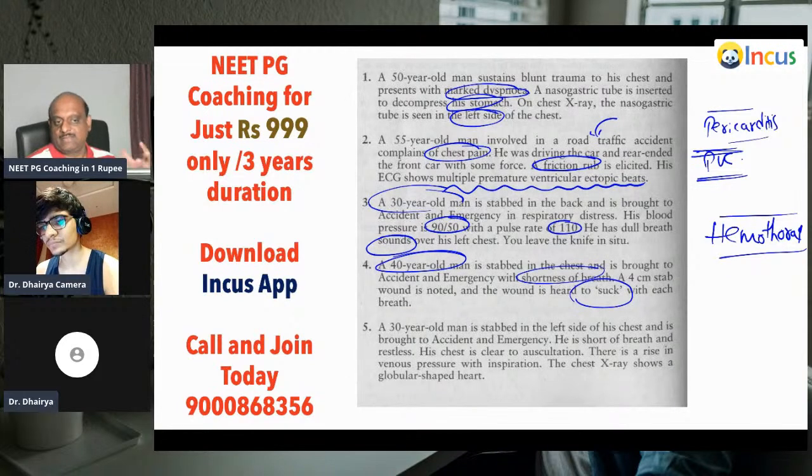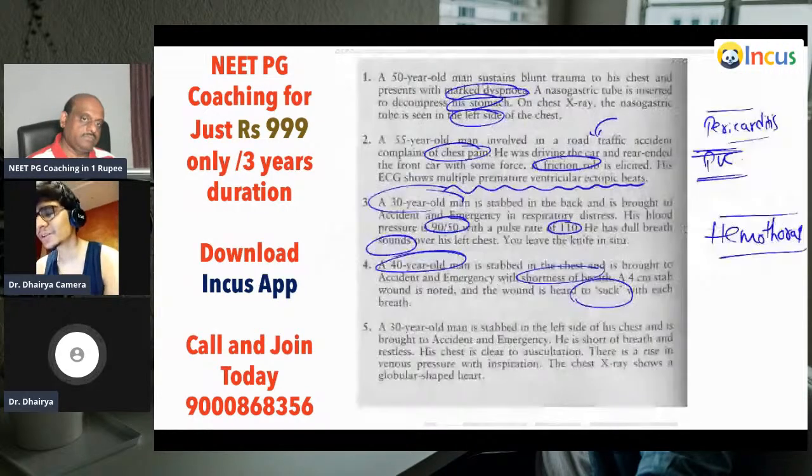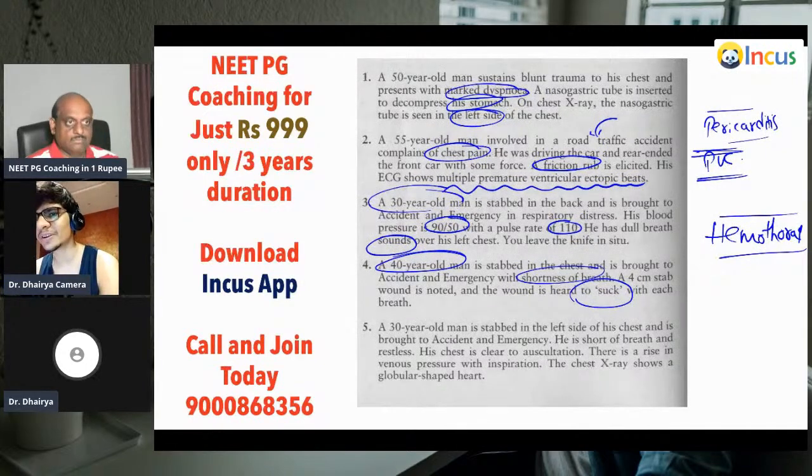Right. Now, a 40-year-old man is stabbed in the chest, has shortness of breath, and the wound is heard to suck with each breath. So, what is the most likely diagnosis in this given case? This patient who has a sucking sound from the wound when auscultated has an open pneumothorax that has been caused due to the injury.